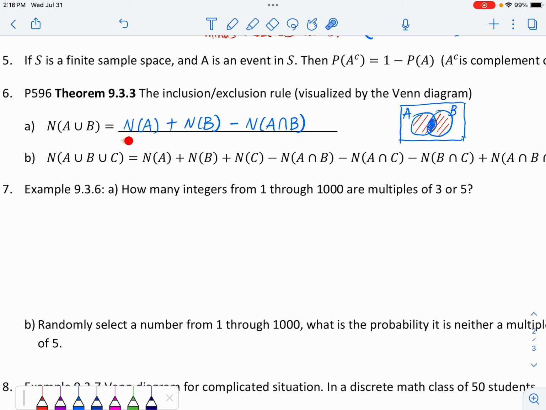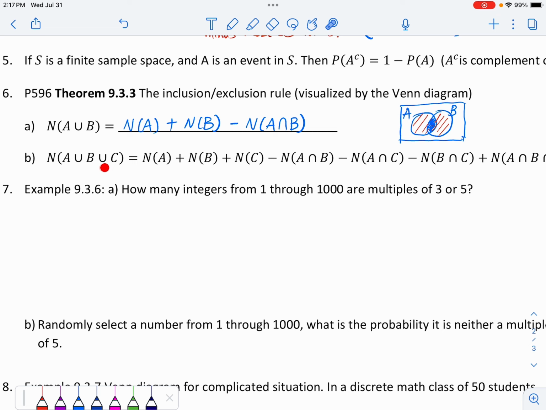Generally speaking, this is another addition rule. That's why we put it in this section, the addition rule section. So this is a more general version compared to the previous one. In the previous one, when A and B are disjoint, we just simply add them. When they're not disjoint, we have to subtract the number of elements in the intersection. So this is the more general addition rule.